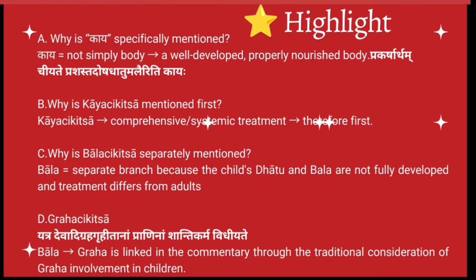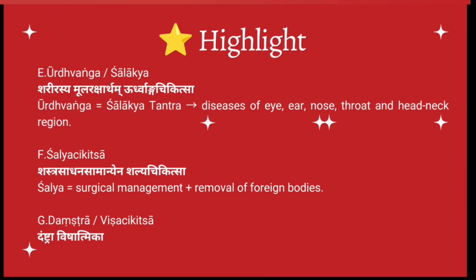Next is the Urdhvanga or the Shalakya. Urdhvanga is the upper part of the body, that is above the clavicular region. This includes Netra, Karna, Grana. So why is this told after Graha Chikitsa? Sharirasya moola rakshartham urdhvanga chikitsa. So he is telling that the head and its sense organs are extremely important for maintaining the proper functioning of the body. That's why it is told after the Graha Chikitsa.